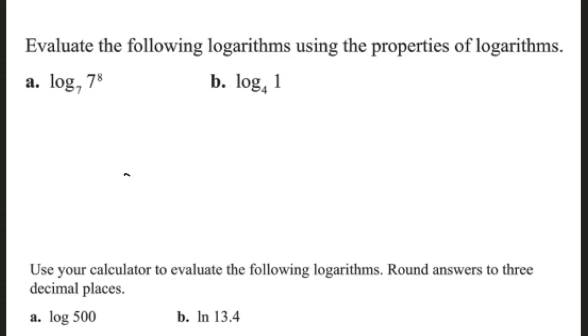Okay, so for A, I have a matching base with the base of the power, so this must be the power. And then for B, if you have 1 in that spot, then the result must be 0, because 4 raised to the power of 0 is 1.